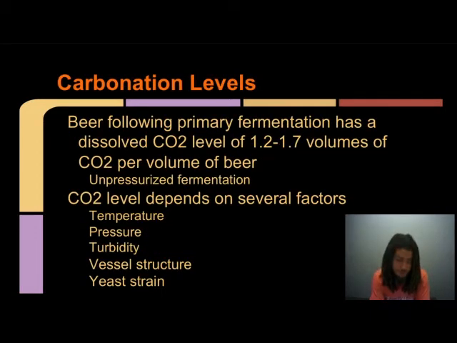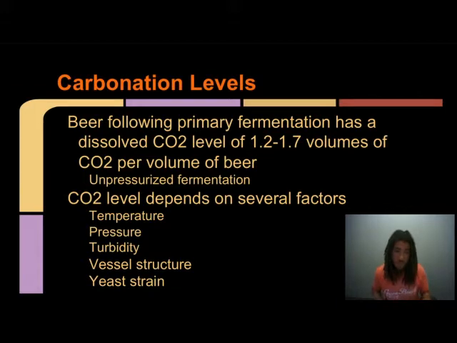Carbonation levels. Beer following primary fermentation has a dissolved CO2 level somewhere around 1.2 to 1.7 volumes of CO2 per volume of beer. This is basically in an unpressurized fermentation. So you don't pressurize the fermentation, you're still going to have quite a bit of CO2 in solution, in suspension, post-fermentation. The CO2 level is going to depend on quite a few factors: temperature, pressure, turbidity, the vessel structure, and the yeast strain.